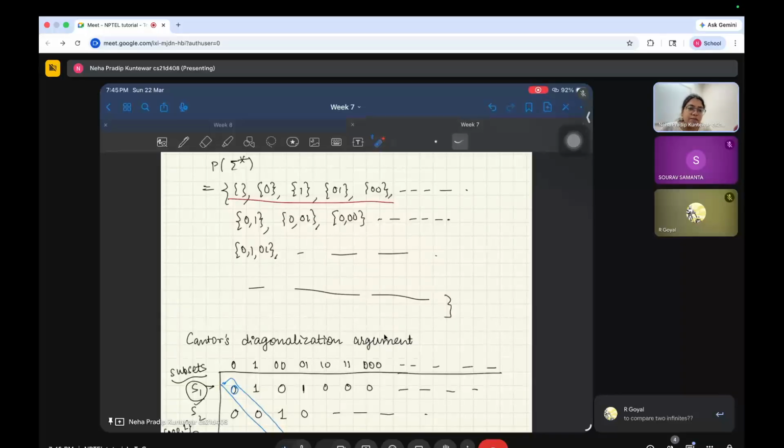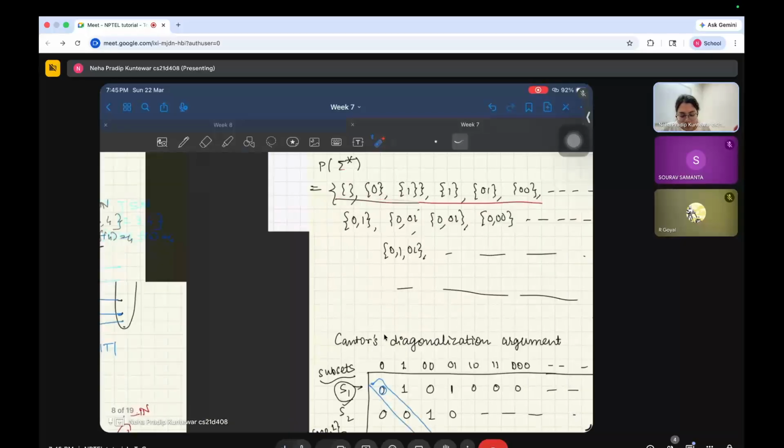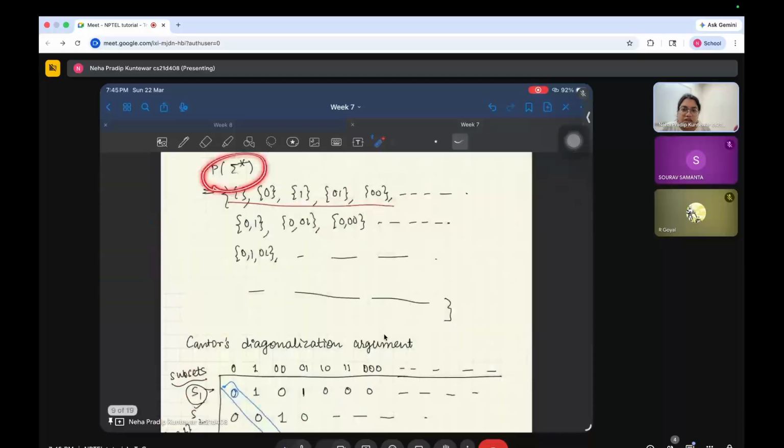Yes, you can compare two infinities. If you have two infinities and you want to know which is larger, it gives you a way to say that this infinity is larger. Basically what we did here: this was an infinite set and this is also an infinite set, and this tells us that this set is larger.